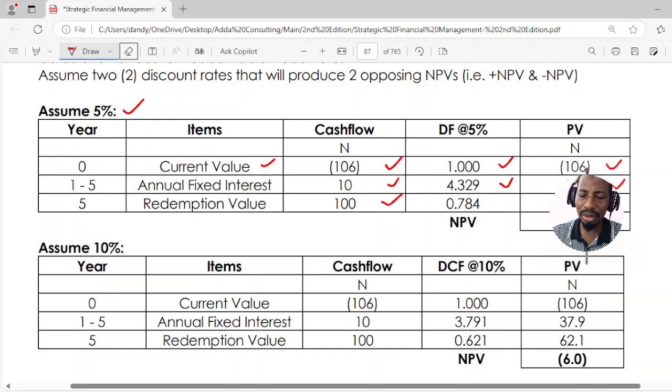So discount factor for year 5 at 5% is 0.784 multiplied by 100, that's 78.4. 78.4 plus 43.3 minus 106 will give us a positive NPV of 15.7. So we assume 5%, we got a positive NPV of 15.7. We need to increase to 10% to get a negative NPV.